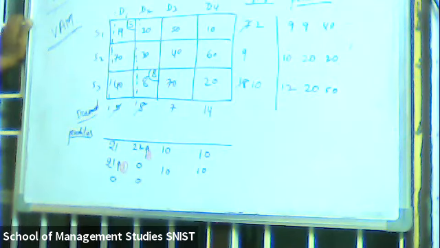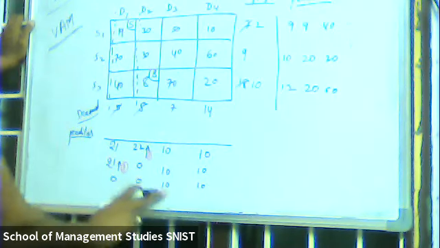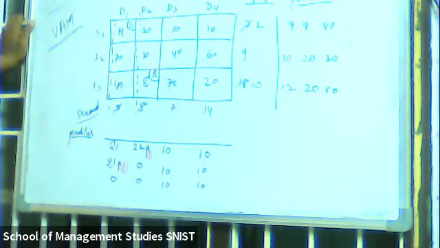D1 is 0. D2 also 0. D3 is 10. D4 also 10. So the penalties are 40, 20, 50, 0, 0, 10, 10. So which one is the maximum?